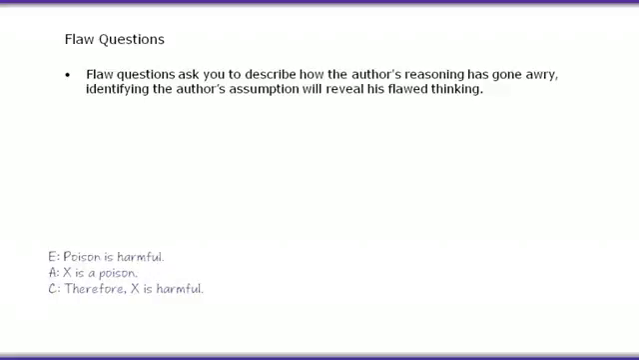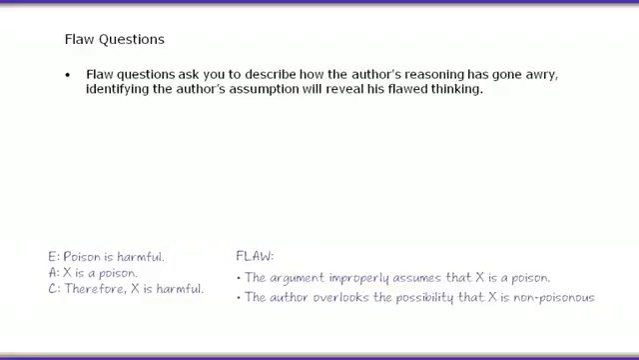With this argument, okay, this really is the last time you'll see it, I promise. A good flaw answer might be, the argument assumes, without warrant, that X is a poison. Or, the author overlooks the possibility that X is a non-poisonous substance. Or, the author introduces no evidence attesting to the fact that X is a poison.